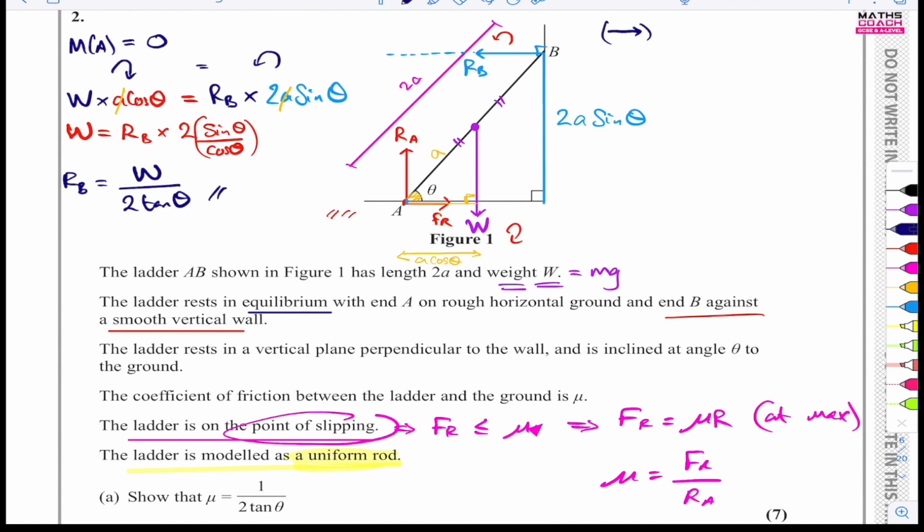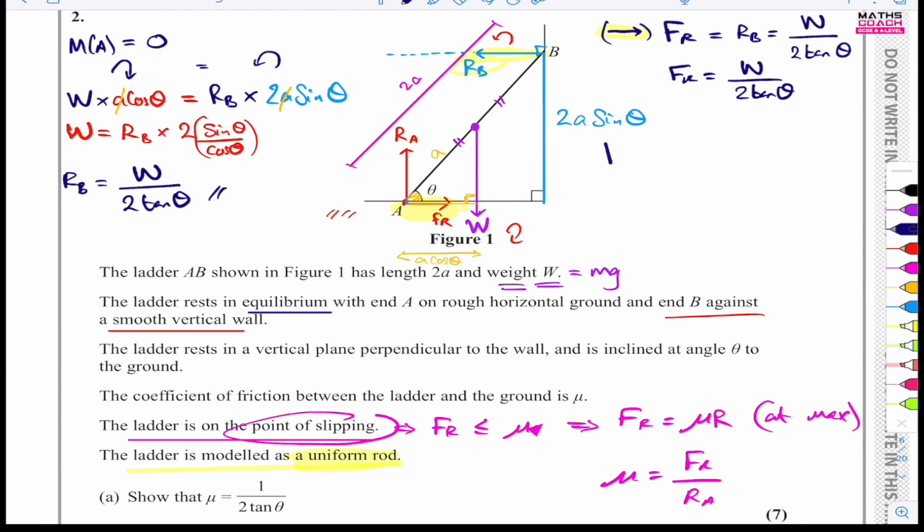If we resolve it horizontally, what forces are acting horizontally is going to be friction and reaction at B. Those are the forces acting purely horizontally, and there's no other forces acting horizontally. So this means that the friction force has to balance off the reaction at B, which is equal to tan theta. There we go. So we have the friction. It's W over 2 tan theta.